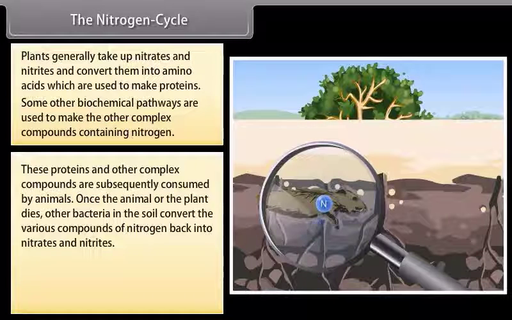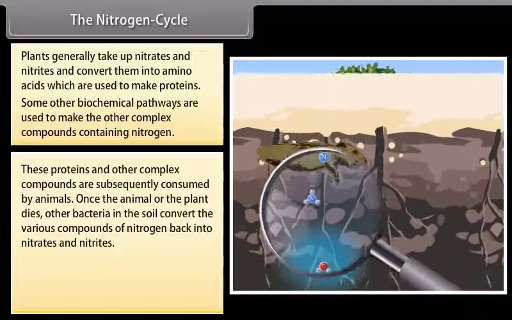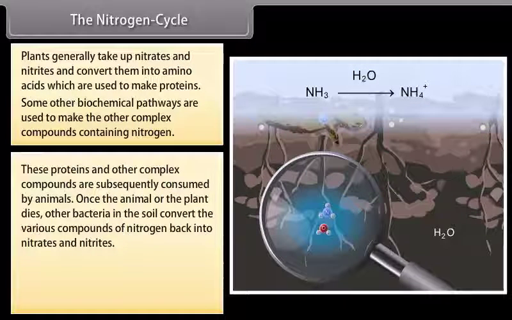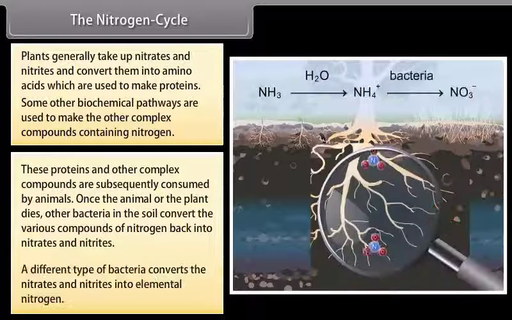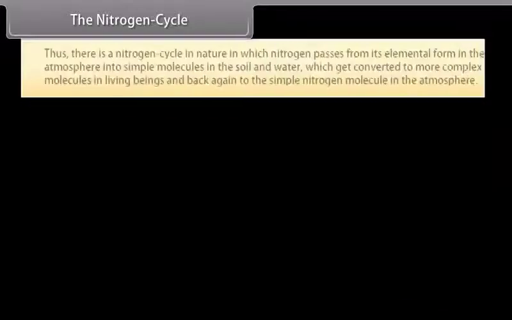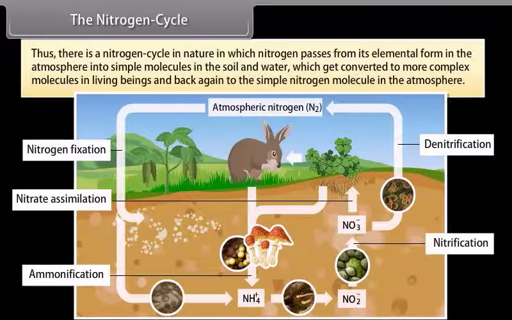Once the animal or the plant dies, other bacteria in the soil convert the various compounds of nitrogen back into nitrates and nitrites. A different type of bacteria converts the nitrates and nitrites into elemental nitrogen. Thus, there is a nitrogen cycle in nature in which nitrogen passes from its elemental form in the atmosphere into simple molecules in the soil and water, which get converted to more complex molecules in living beings and back again to the simple nitrogen molecule in the atmosphere.